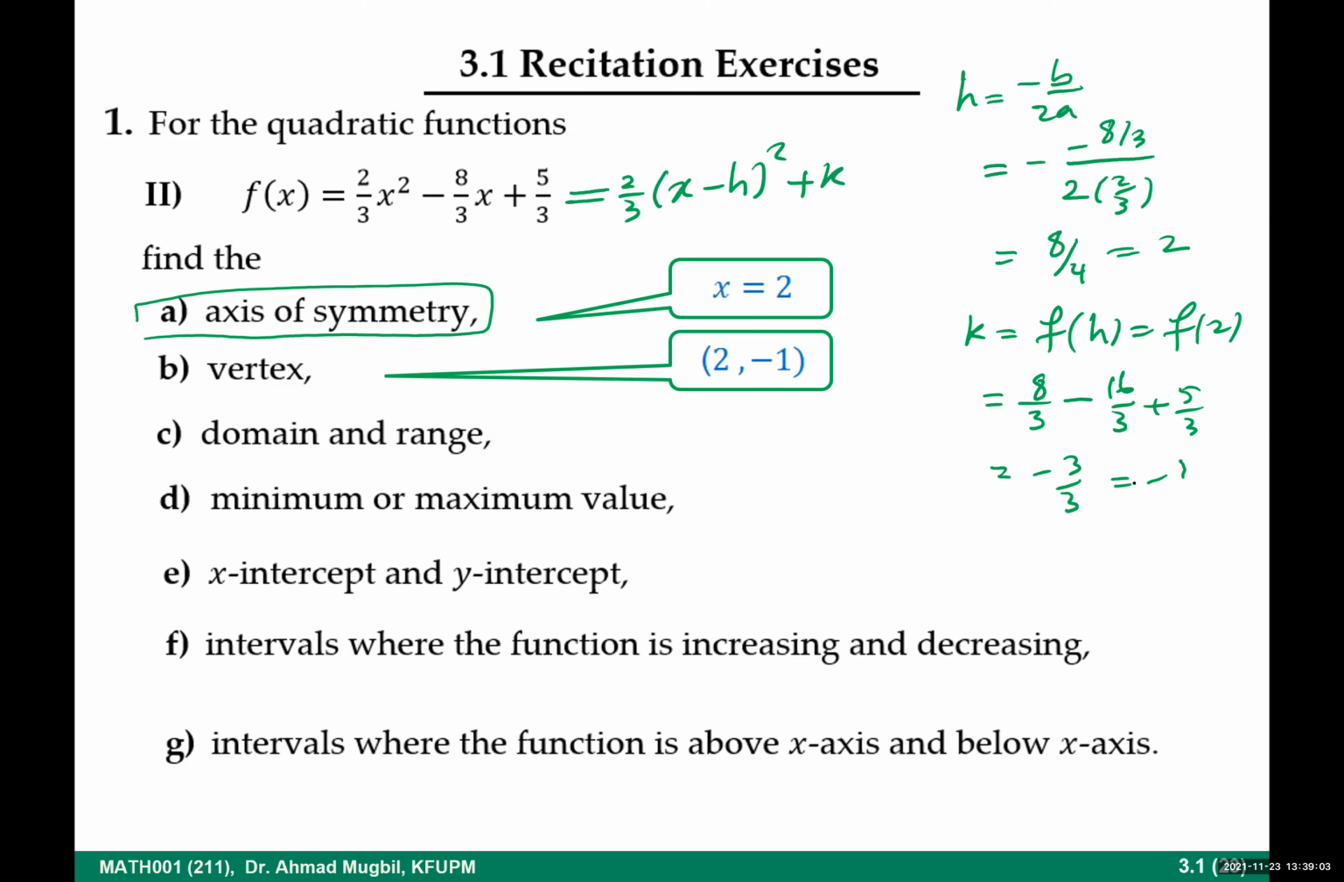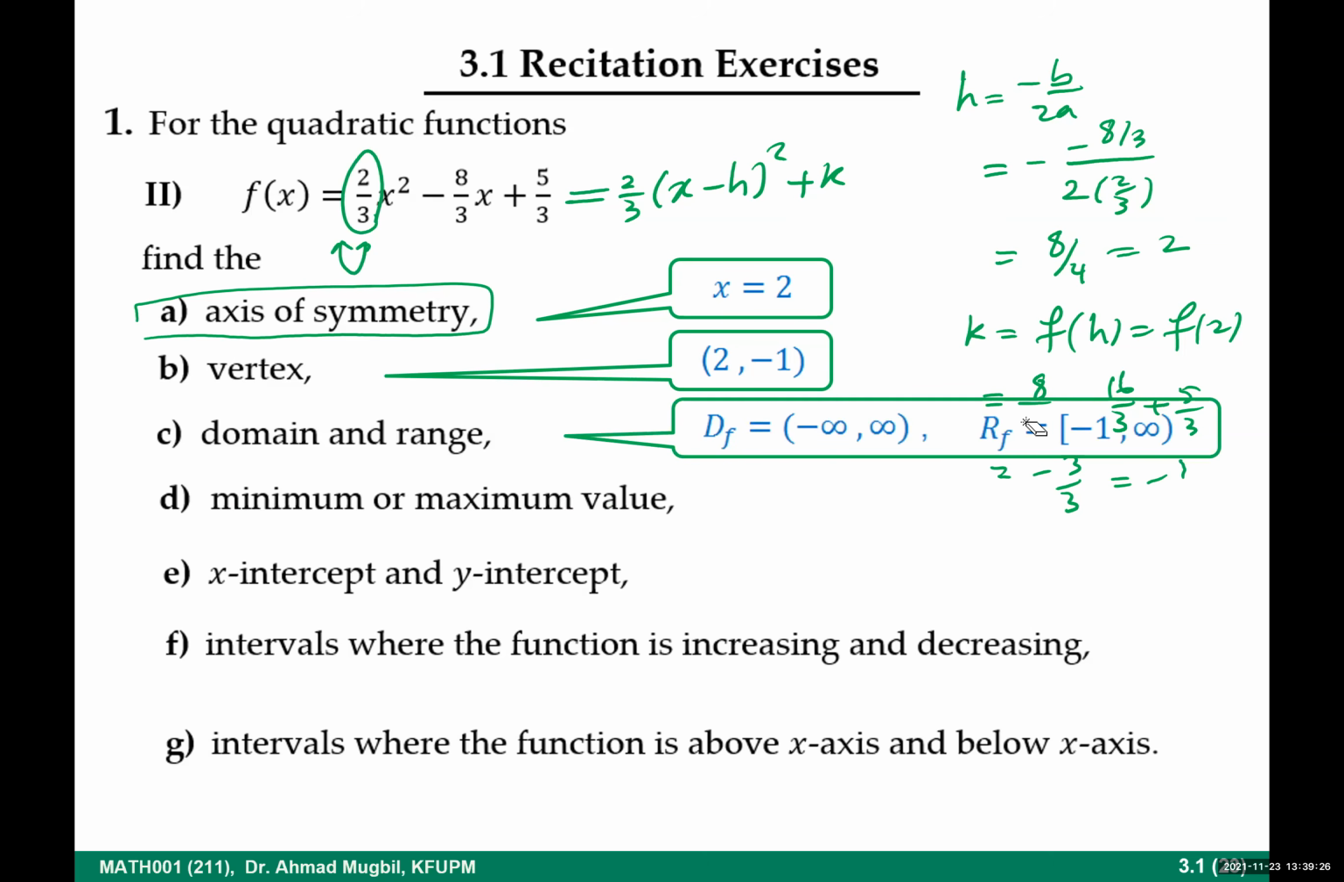-1, not 1. One close. Does it open up or down? It opens up because this is positive. So there is a minimum, no maximum. The minimum will be the value of the function at h, which is k. It is -1. So the range will be from -1 closed to infinity. The minimum will be f at 2, which is -1.